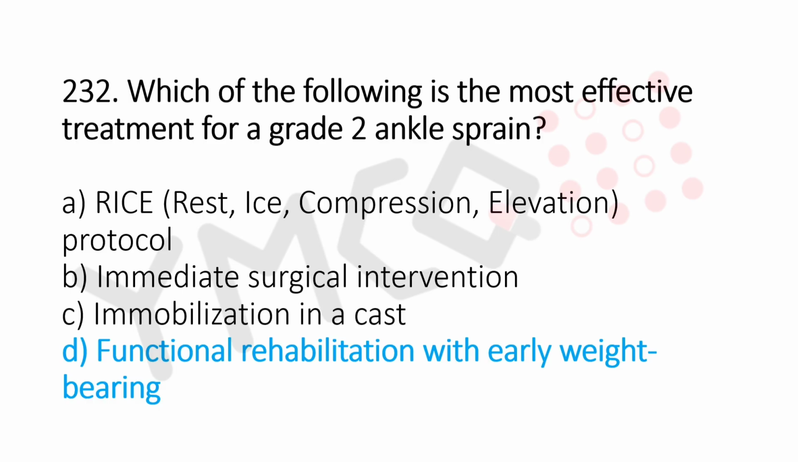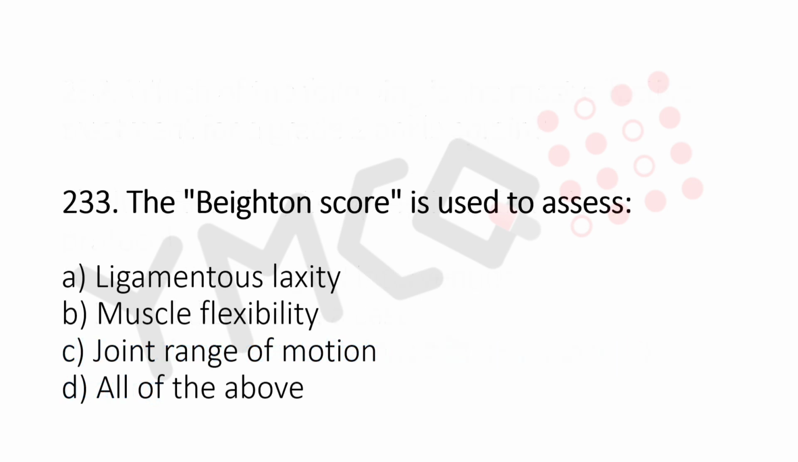Now let's move to question number 233. The Beighton score is used to assess option A, ligamentous laxity. Option B, muscle flexibility. Option C, joint range of motion. Option D, all of the above. And the answer is option A, ligamentous laxity.